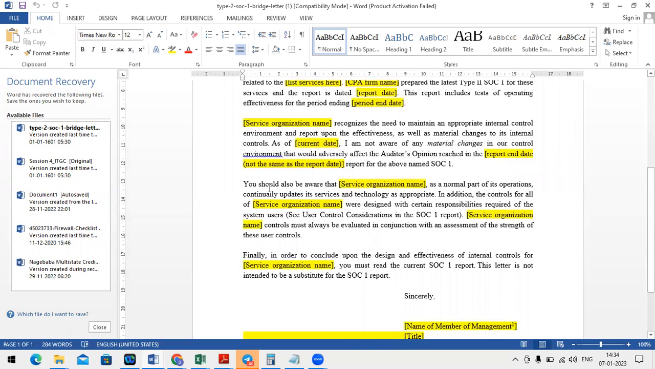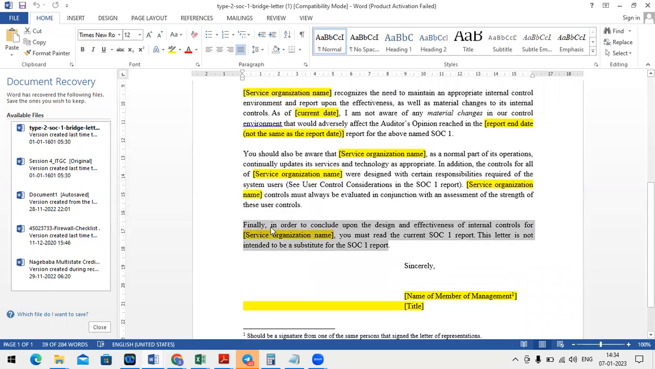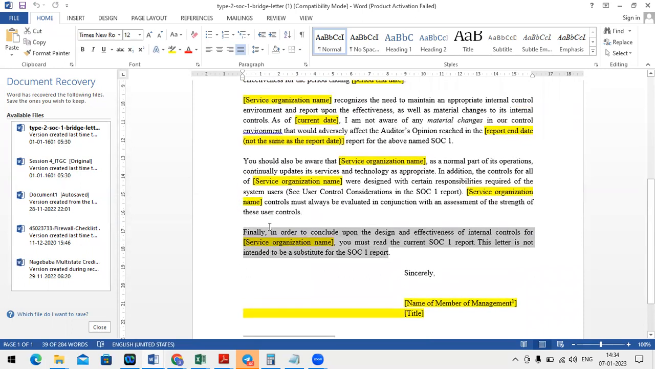You should be aware that the service organization, as a normal part of its operations, continues to update the service and technology that was designed in the SOC report. Finally, in order to confirm the design and effectiveness of controls, you must read the SOC 1 report. This letter is not a substitute for SOC 1. So what they are trying to say is that whatever was reported last year, the same things are being carried forward for the next year as well. There are no material changes in it.